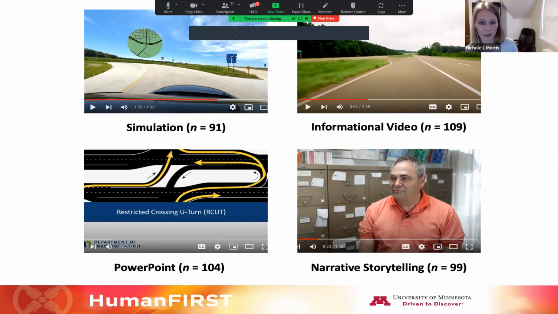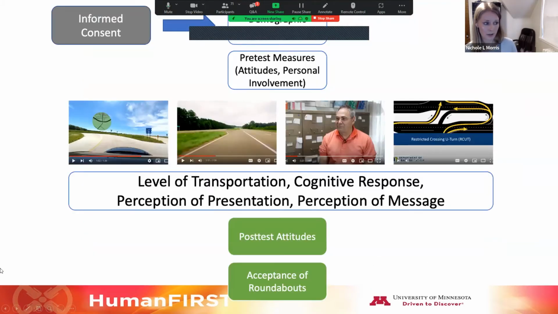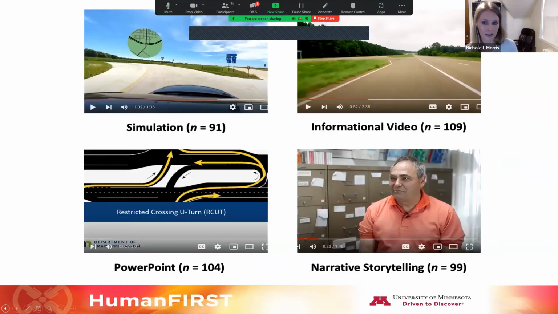So that was really interesting. We had an informational video that was produced by MnDOT, a PowerPoint video, and then again, that narrative storytelling. So this is sort of the flow. Same thing: pre-test attitudes, randomly assigned. We had them do some of those same types of questions post-test, and again, looking at acceptance.